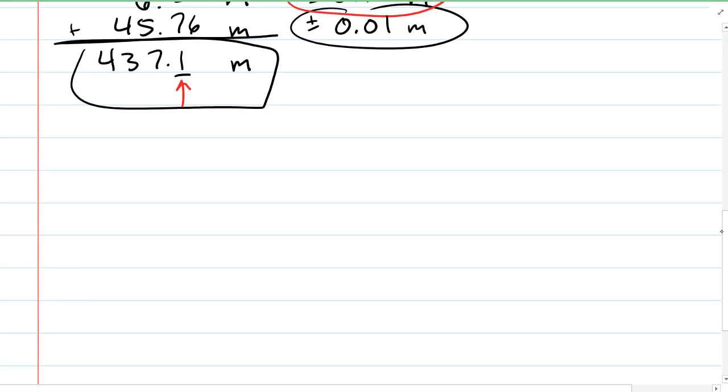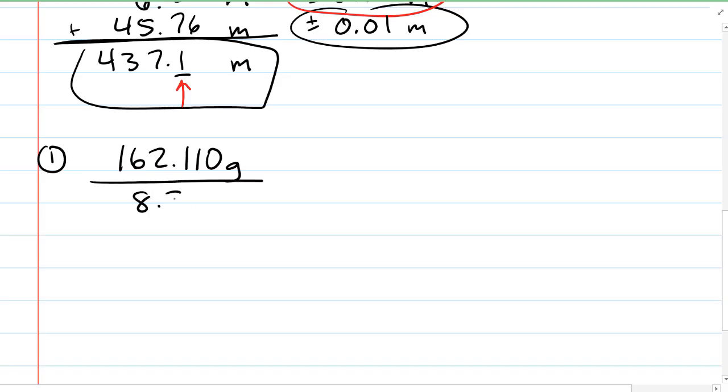Okay, let's try these. These are going to show up next on the Socrative app. Let's take 162.110 grams and divide it by 8.35 milliliters. Give your answer to the correct number of significant figures.